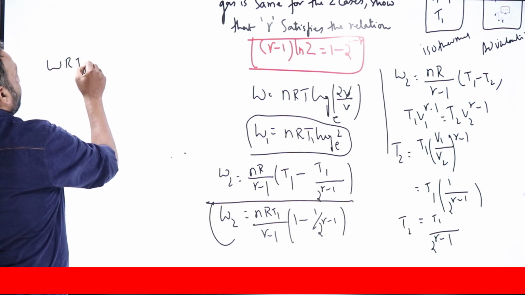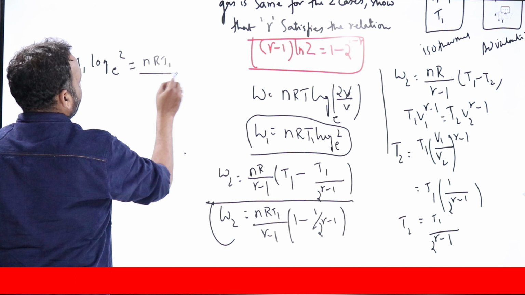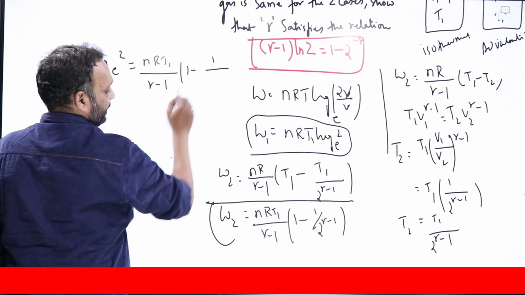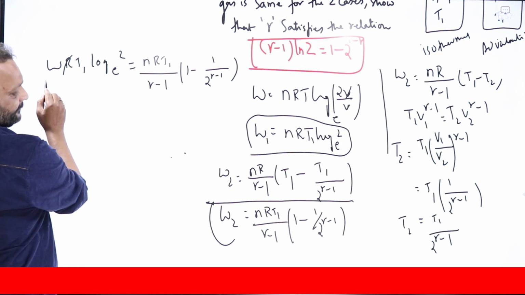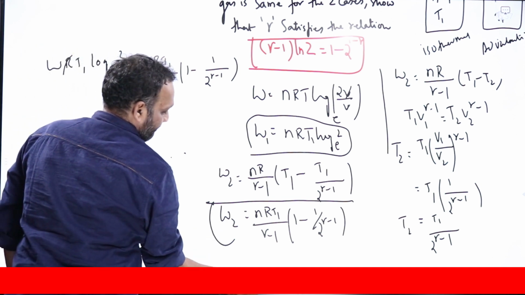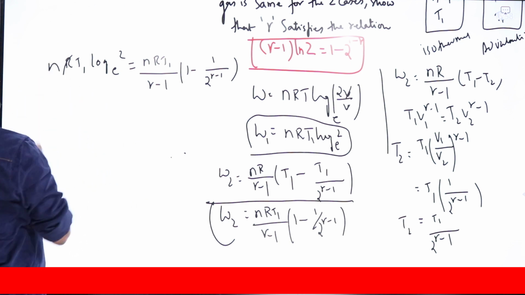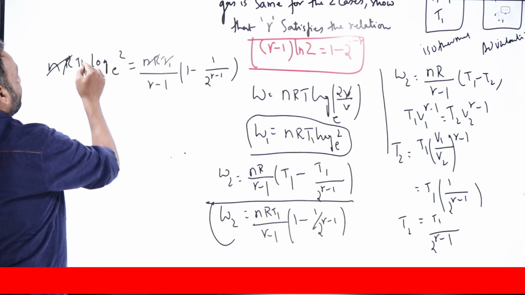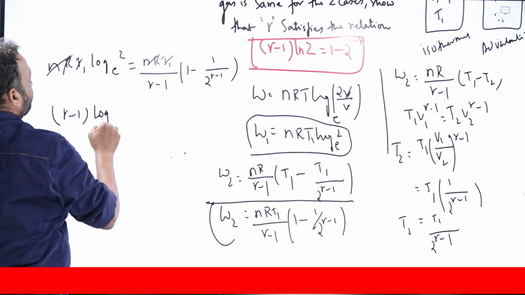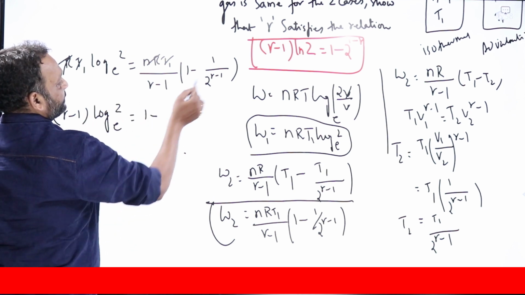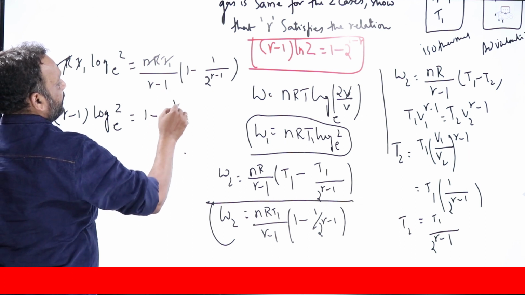Now what is W1? nRT1 log 2 to the base e equal to nRT1 by gamma minus 1 into 1 minus 1 by 2 to the power gamma minus 1. nR and nR get cancelled, T1 also goes off. Bring that gamma minus 1 to this side, gamma minus 1 into log 2 to the base e is equal to 1 minus, take this 2 to the power gamma minus 1 to the numerator, it will be minus gamma plus 1, that is nothing but 2 to the power 1 minus gamma it will be.